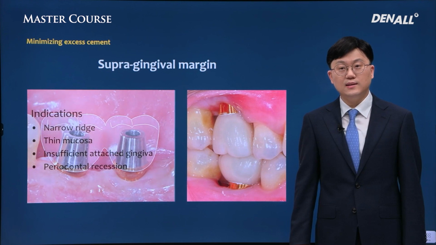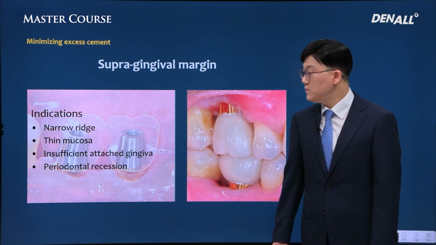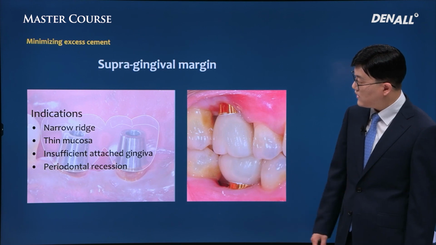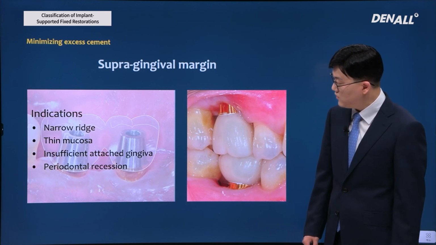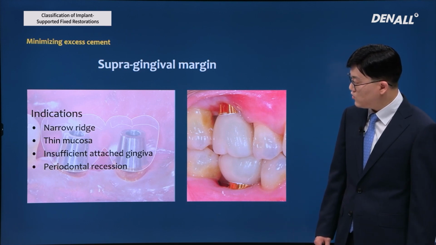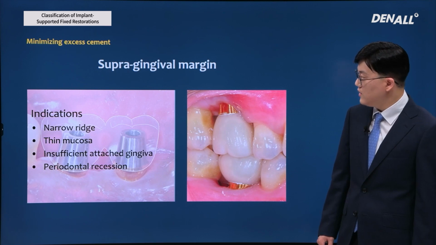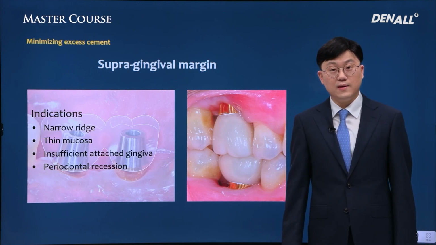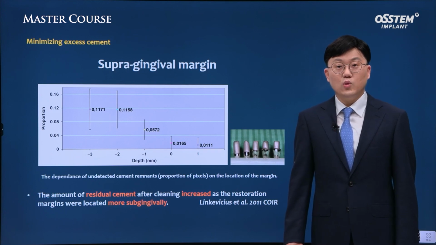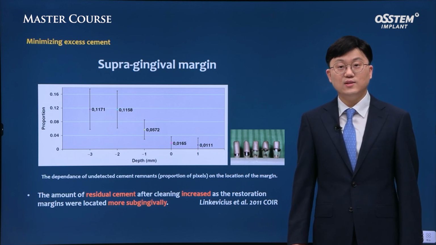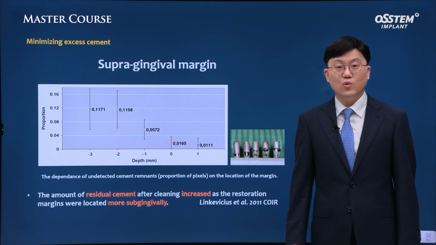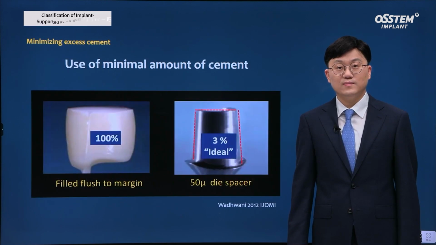First, we can think of supragingival margin. Supragingival margin can be utilized in 4 different scenarios: narrow ridge, thin mucosa, insufficient attached gingiva, and when there is a periodontal recession. In these cases, supragingival margin can be considered. According to literature, if the margin of implanted prosthesis becomes deep, the amount of excess cement increases. If applicable, it is more favorable to make supragingival margin.